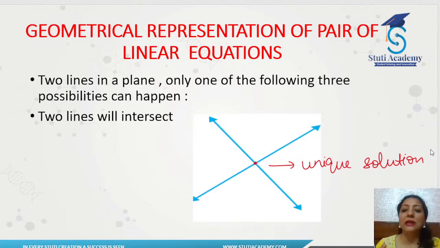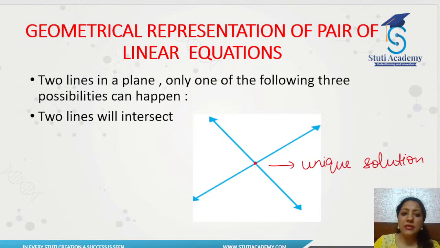When we have two lines cutting each other on a single Cartesian plane, they're going to intersect at one point. They will have only one point in common. That point in common is actually the value of x and y which satisfies both the equations simultaneously. This is the case of unique solution. So we say that the given pair of equations has a unique solution: only one pair of values of x and y which satisfies both the equations simultaneously.